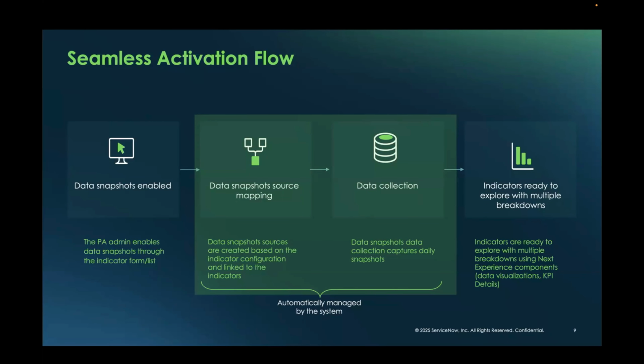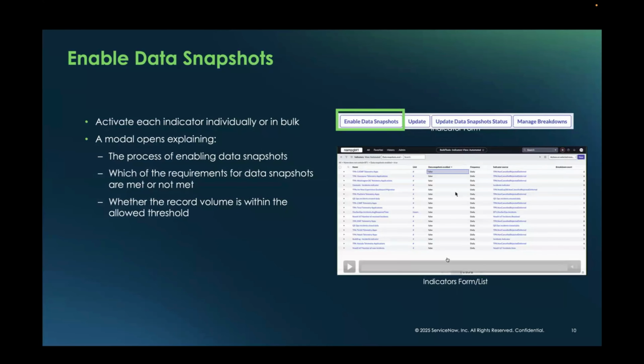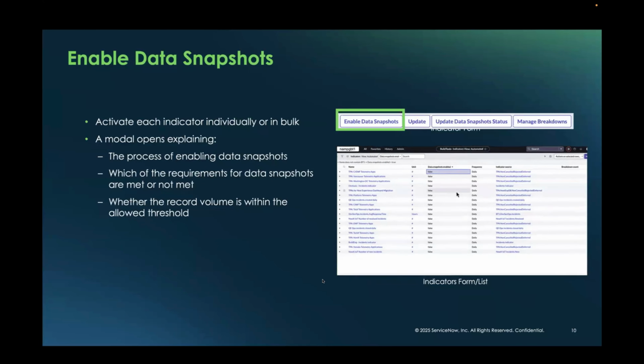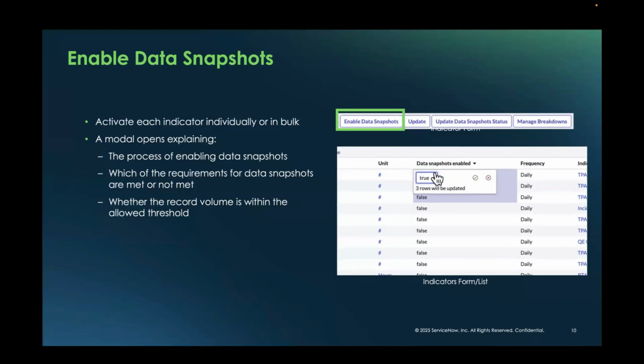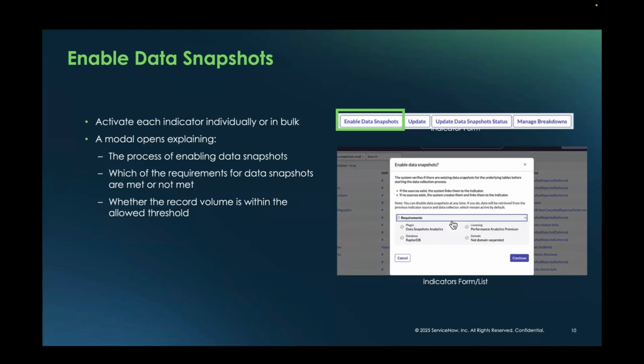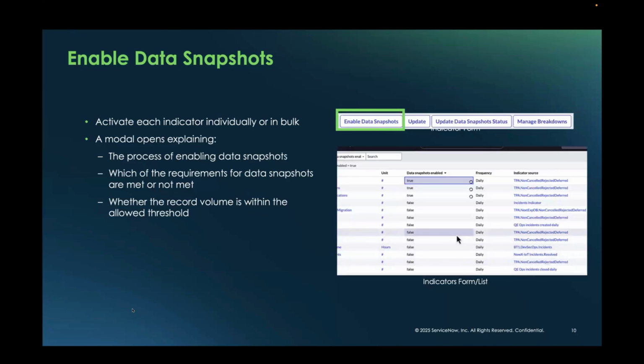You can just go to your existing indicators and visualize those scores. Either go to your dashboards, visualizations, or KPI details page and start applying more than two breakdowns, and the system will work. As I said, you can enable data snapshot for a single indicator or in bulk. For bulk, you currently do it through the indicator list. Through the indicator form, you can find the enable data snapshot button and click on it.